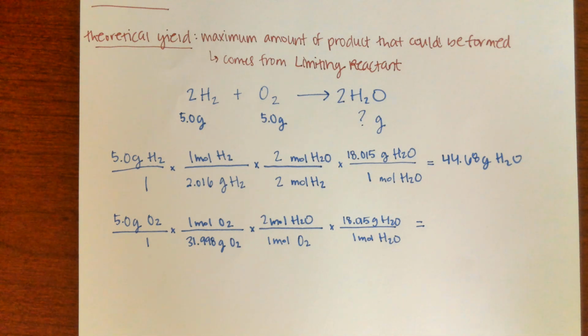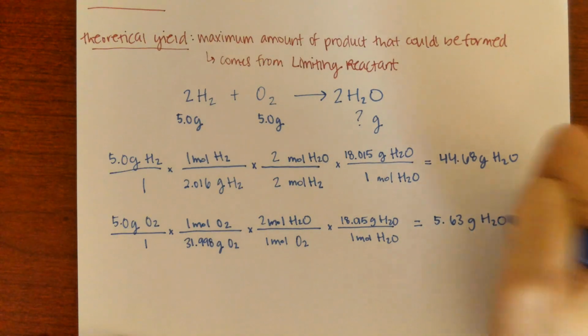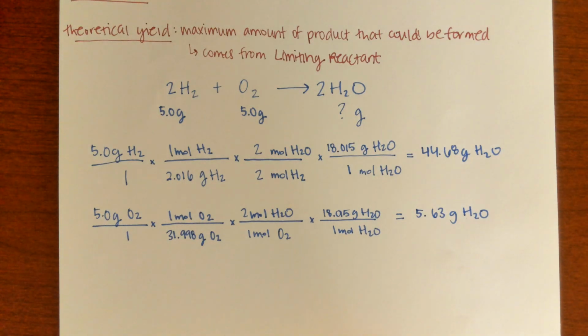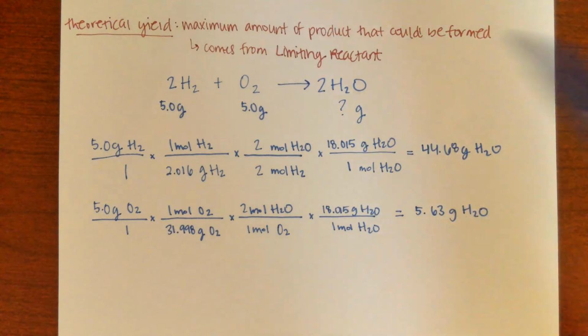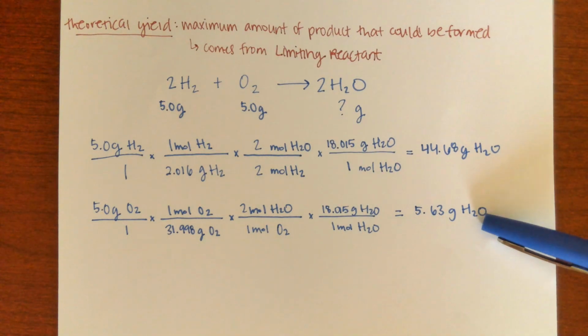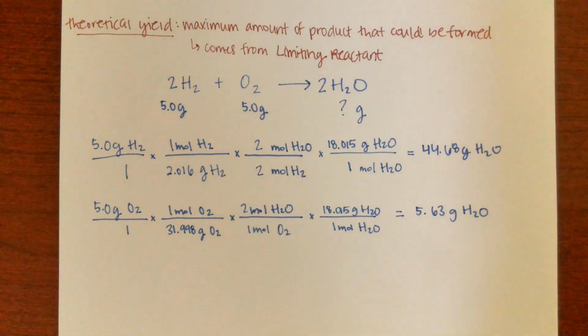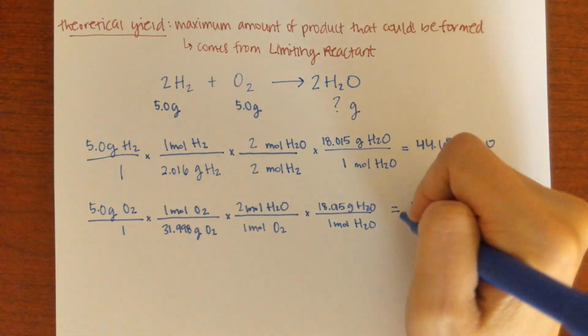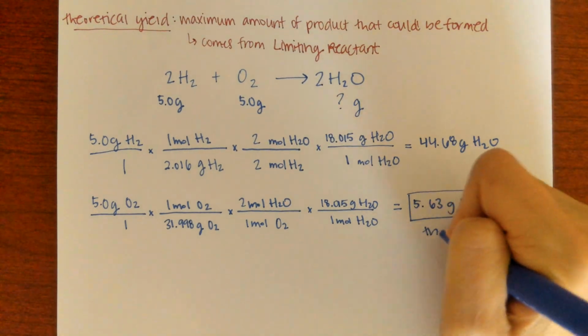So when you solve for this, you should get 5.63 grams of water. So we have two possible answers here. So either or, one of these will be my theoretical yield, the maximum amount of product. However, we always have to look at our smaller number. That is our theoretical yield, which comes from my limiting reactant. So between these two answers here, 5.63 grams of H2O, this is my theoretical yield.